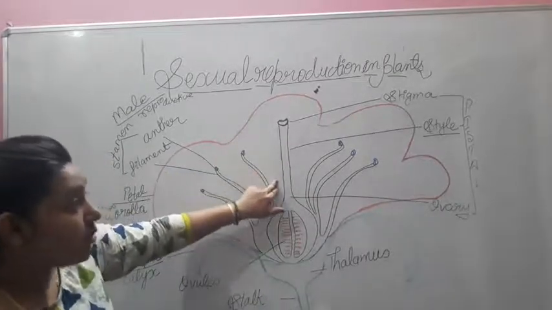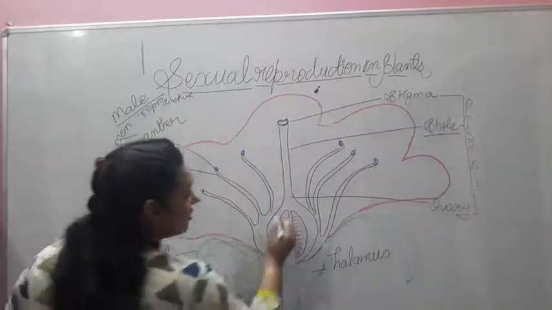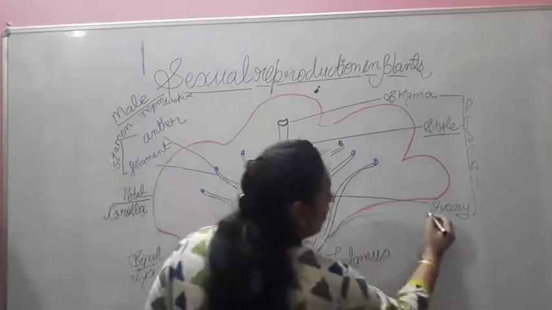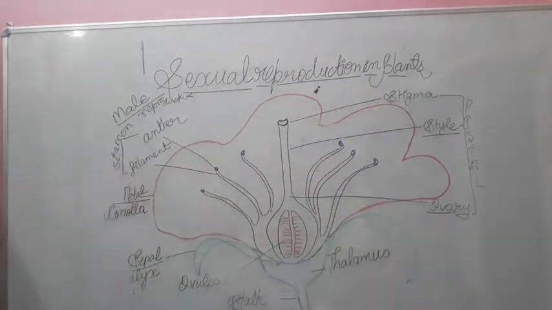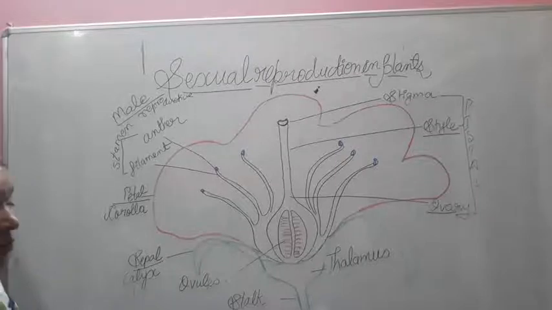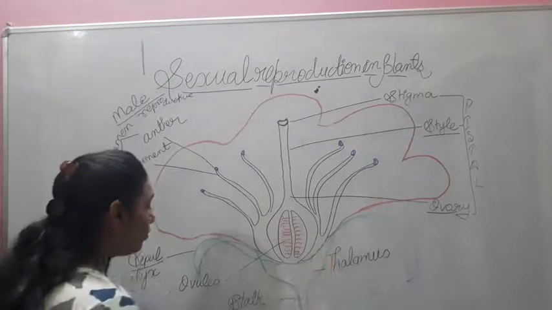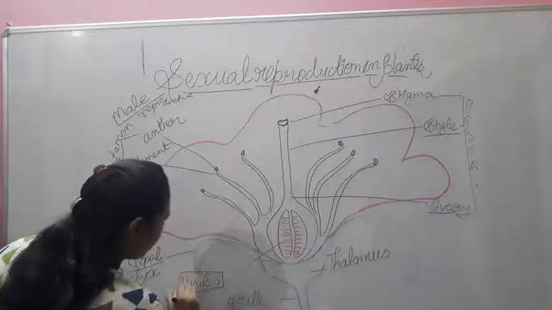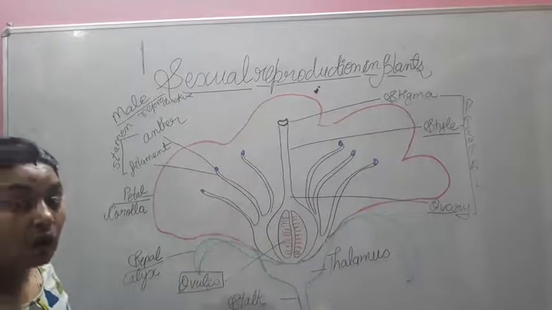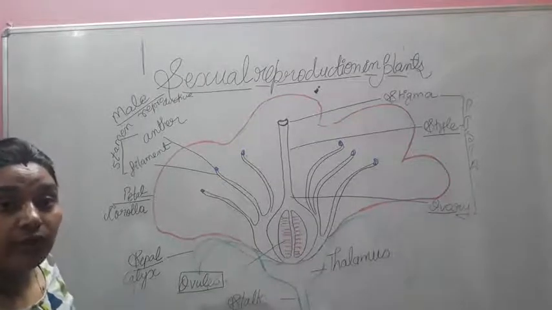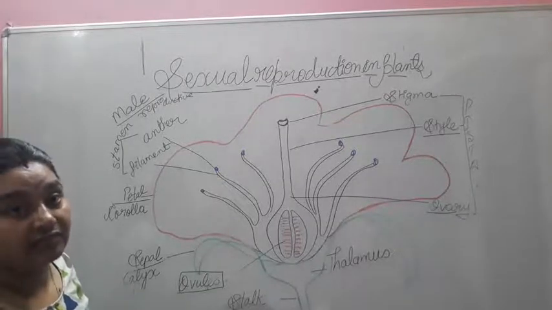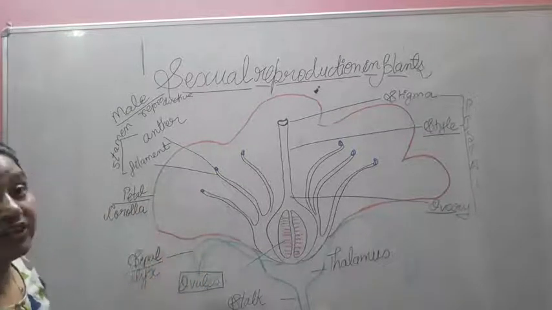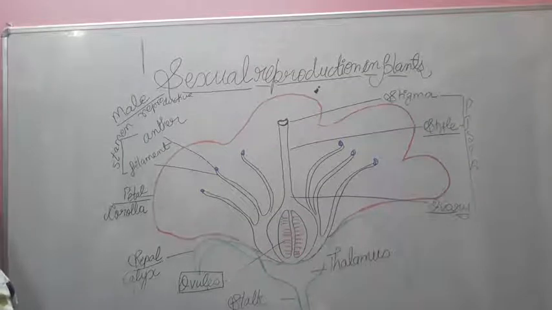When you come down from the style, you will see a swollen part, and this swollen part of the flower is called the ovary. This plant has one ovary, but inside this one ovary there are a number of ovules present. These ovules give the egg cell. Alright, so these are the different parts, the different structures of a flower.